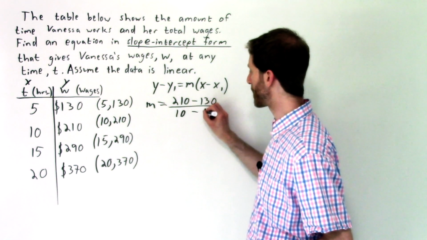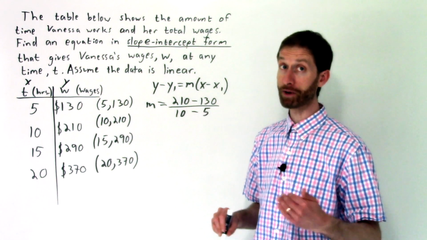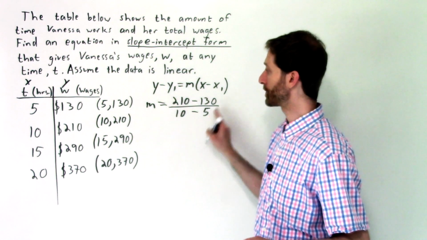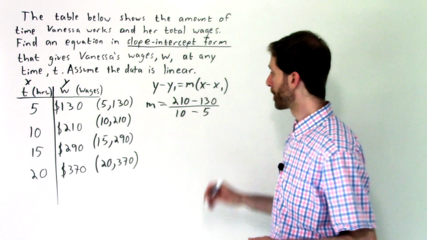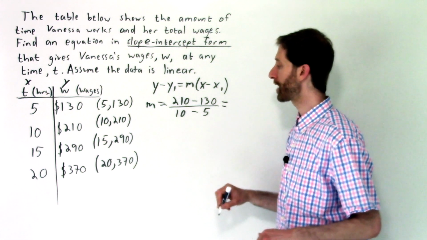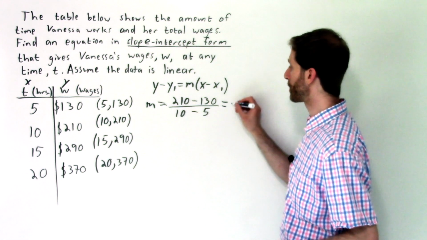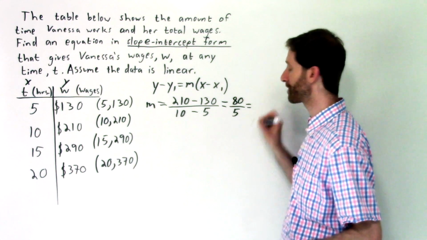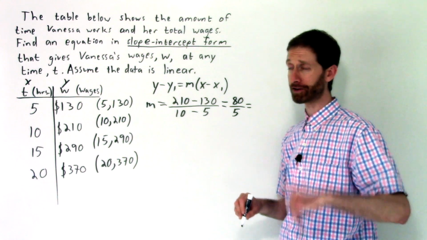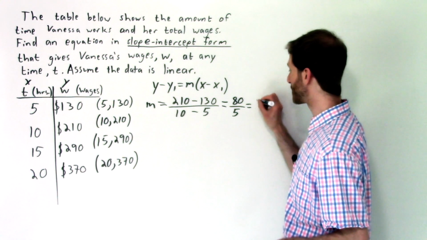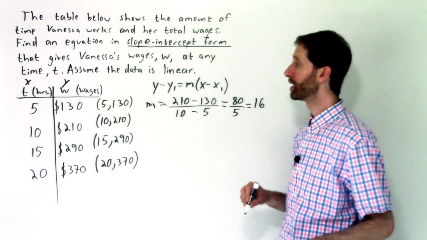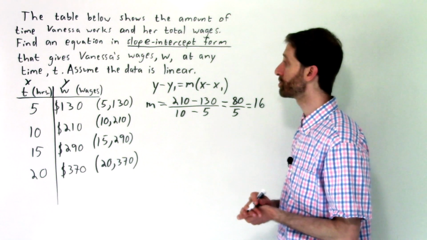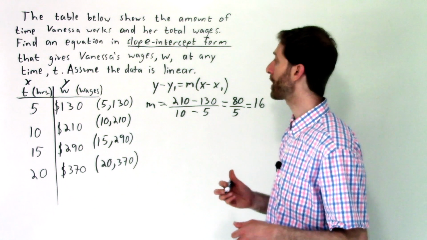Public service announcement: if you're having trouble with slope now, go back to my videos on slope because I go into it in much further detail than I'm doing here. Okay, so we've got our rise over our run. 210 minus 130 is 80, over 10 minus 5 is 5. And 80 divided by 5, get out your calculator if you need it, is, I believe, 16. I don't believe, I know. So that means that Vanessa's making $16 per hour. Not too bad.